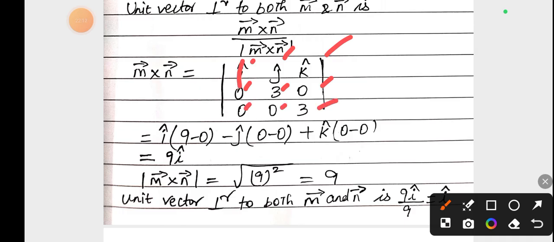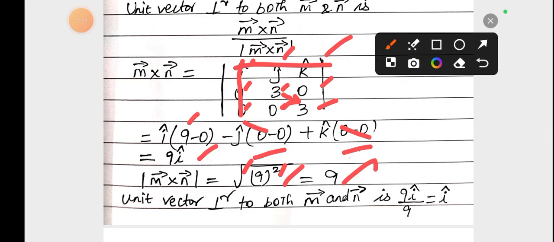Then hide the i cap and you will get 3 threes are 9. By the formula, minus 0, then minus jk, you are getting 0 minus 0, 0 minus 0. Cancel them. So you will get i vector, i cap into 9, that is nothing but 9 i cap. Then the magnitude of m cross n is root over 9 squared. Square and square root get cancelled and we get the value 9. So the unit vector perpendicular to both m and n is 9 i cap by 9, the 9s cancel, i cap.